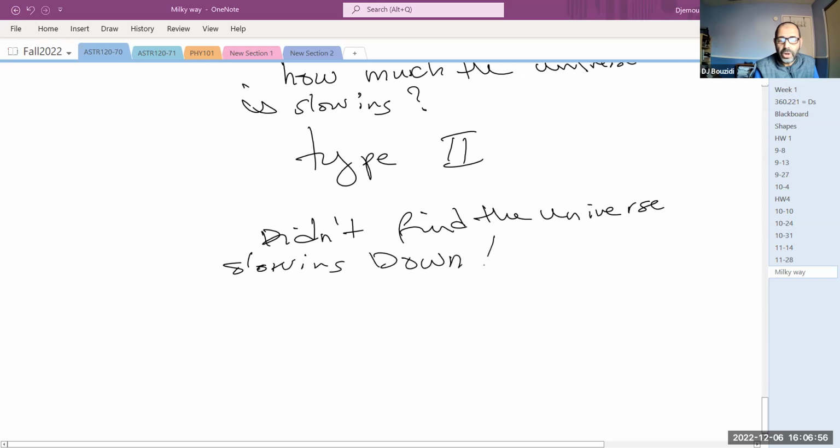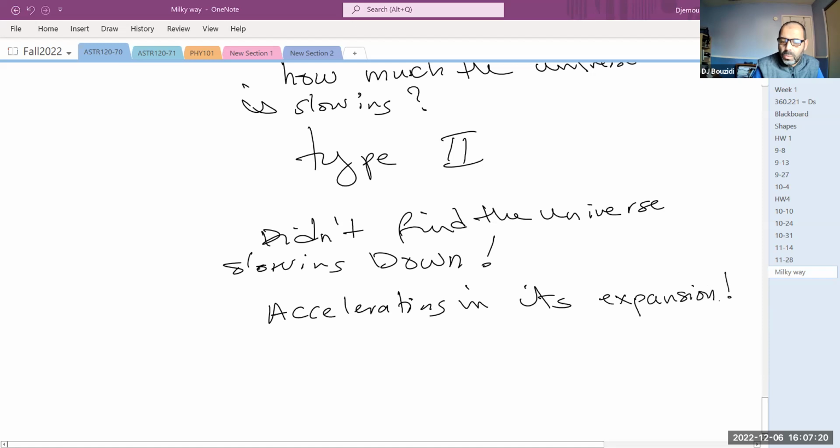That was a major shocker for everybody. The entire scientific community was shook to the roots, because where is this thing coming from then? It seems like not only is the universe not slowing down, it's actually accelerating in its expansion, which is a mystery.